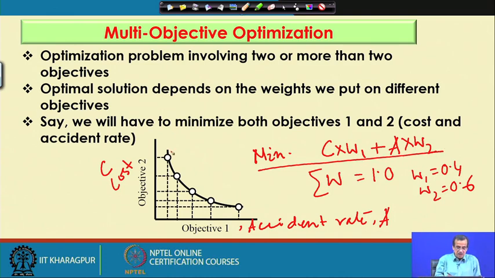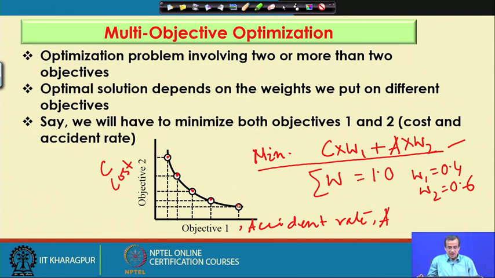there is a possibility that he will get a particular solution. Now, if he changes the values of the weights W 1 and W 2 to some other numerical values, there is every possibility that by solving this single objective minimization problem, he will get another solution. Similarly, by selecting different sets of values of W 1 and W 2, he will get different such solutions. So, these are all optimal solutions in some sense.